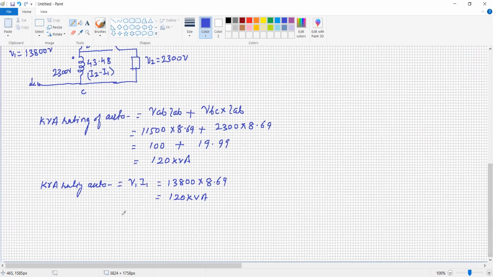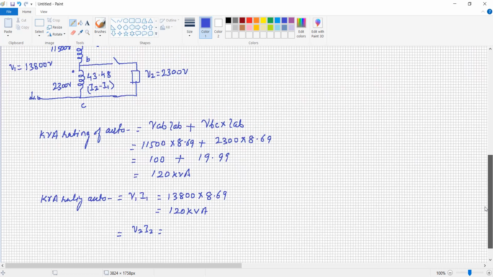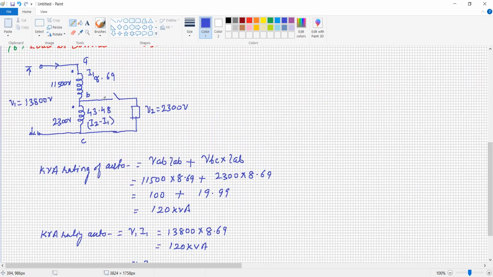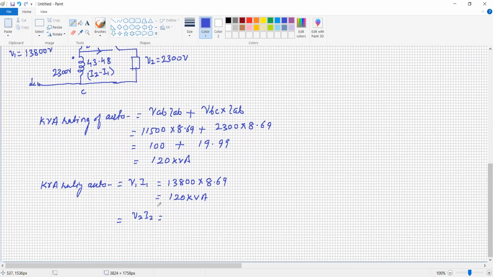Or you may calculate it from the secondary side. So kVA rating of auto transformer is secondary voltage V2 times I2. The current on the secondary side would be the addition of these two values, 8.69 and this one, which is 52.17. So here the secondary voltage is 2300 multiplied by 52.17, and again it will give 120 kVA.